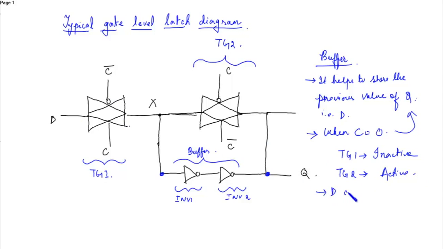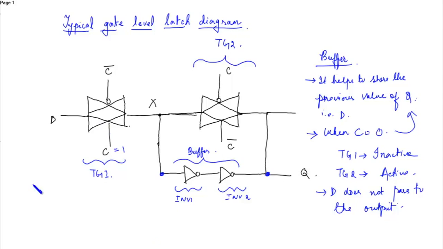So that's the reason why you need this buffer. When at first C is 1, then this value of D will be obtained at the output, and here this value will be stored. So now, this was the gate level diagram of a CMOS latch.